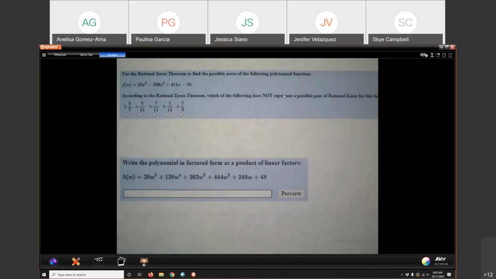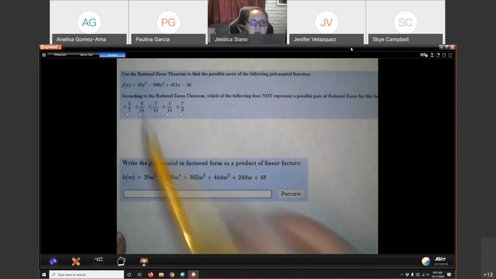Next section is 3.6. And we're going to continue talking about polynomials. So the first thing that we're going to talk about is the rational root theorem.